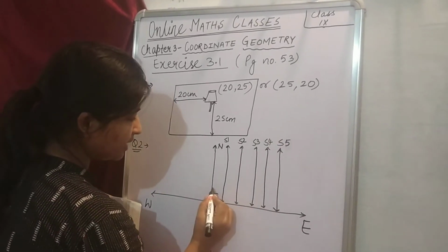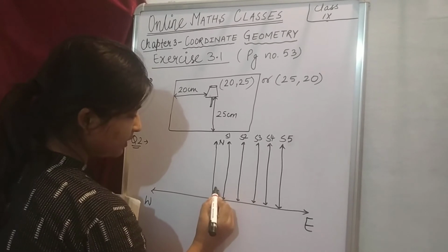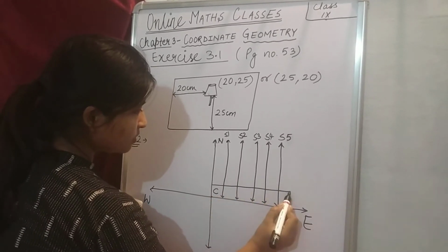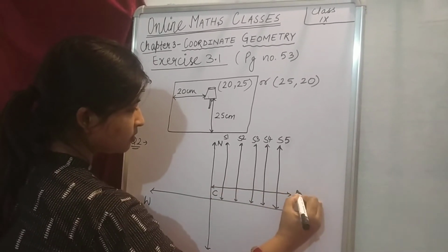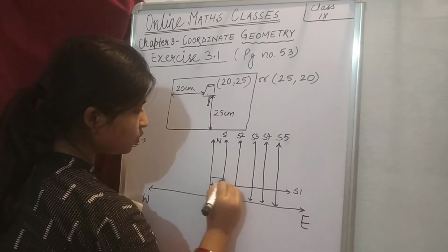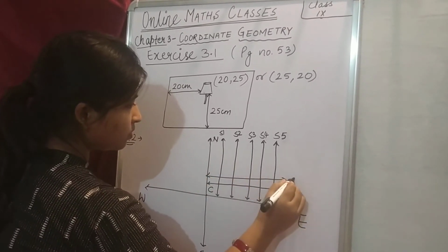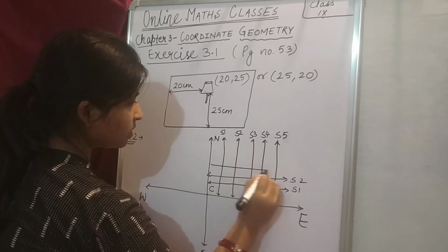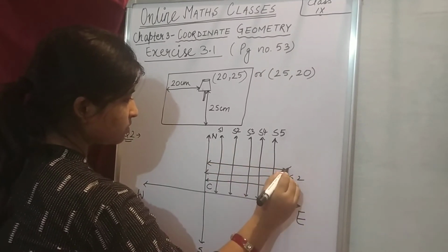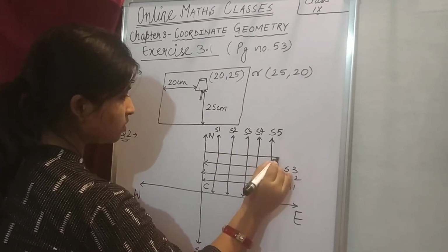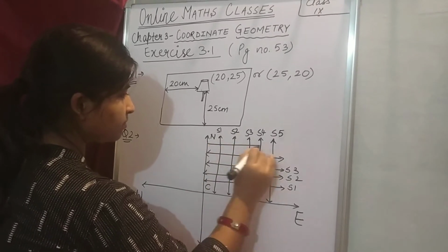In the west-east direction, again I will represent it: street number 1, street number 2, street number 3, street number 4 and street number 5.